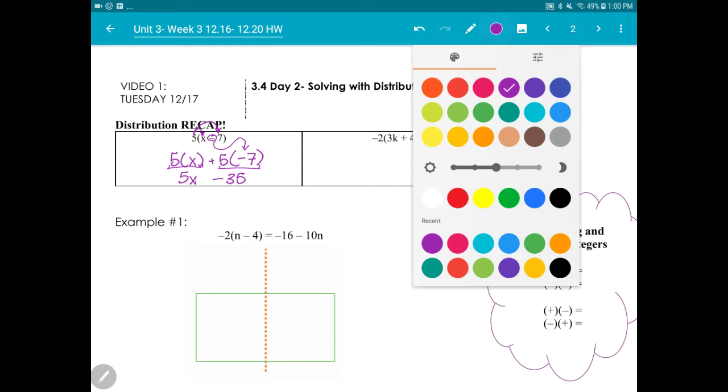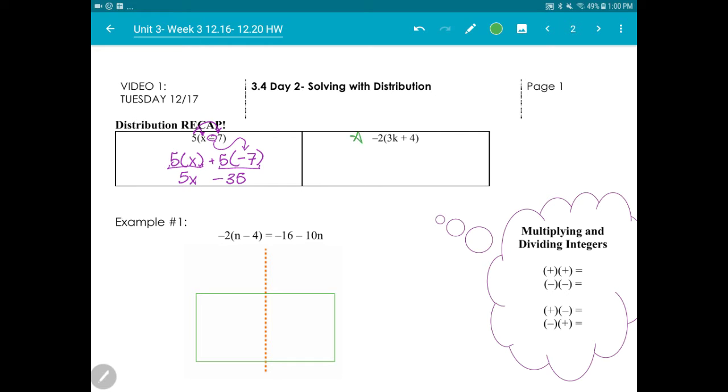All right, why don't you go ahead and try this next one on the side. All right, so if you did this, you should have gotten this for your distribution part, and then that is our final answer.